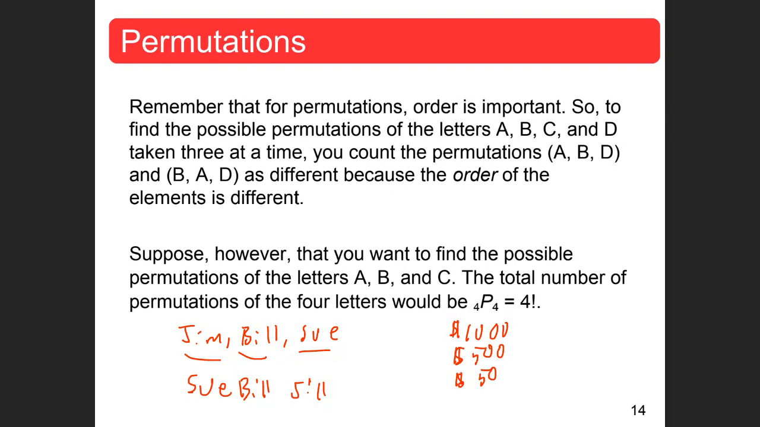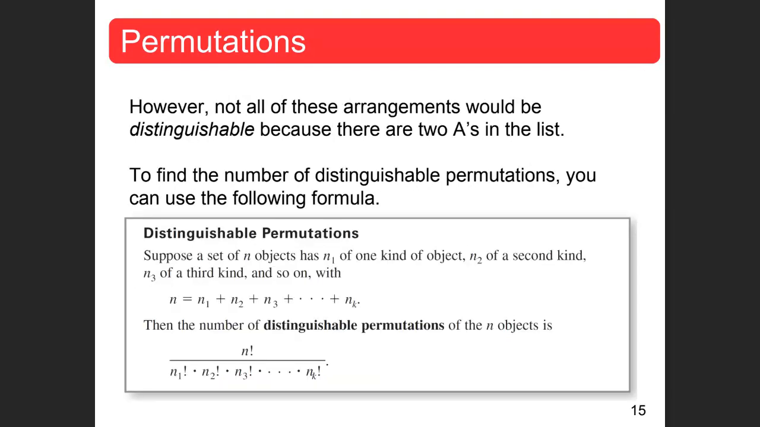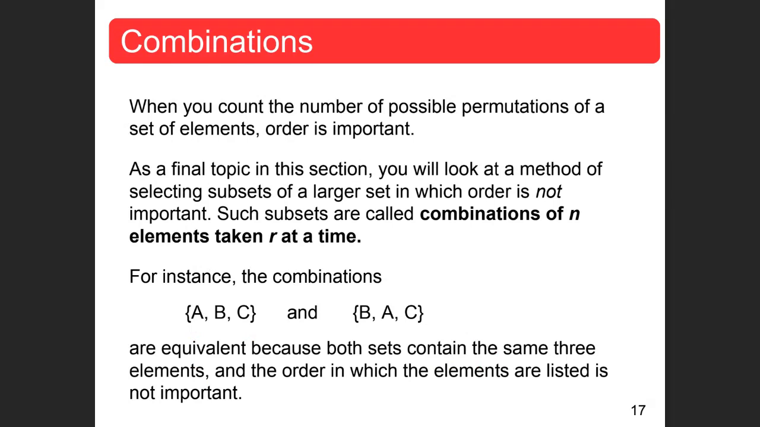Okay. Now, when order does not matter, when order is not important, then we use what is called combinations. And that's the next thing coming up. So permutations is for distinct objects. So to find the distinguishable permutations, we use this. Combinations is when order doesn't matter. Okay. So when isn't order important?